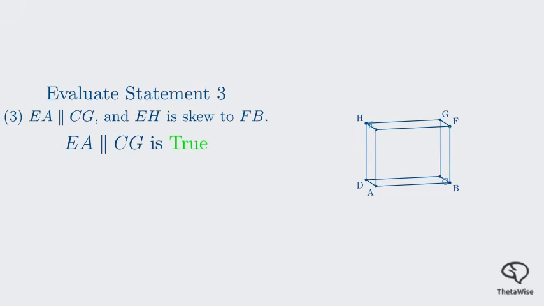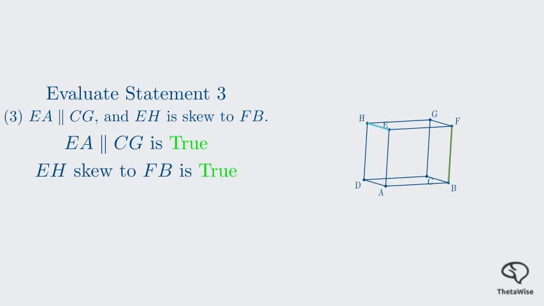Now, let's look at EH and FB. EH is an edge running from front to back on the top left. FB is a vertical edge on the front right. These 2 lines never touch, but they also are not pointing in the same direction, so they aren't parallel. Since they are non-intersecting and non-parallel, they are skew. Because both parts of this statement are correct, statement 3 is true.